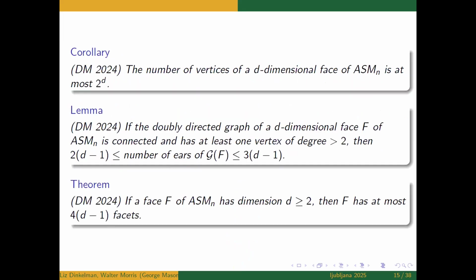Now, this next slide gives some combinatorial findings. Let's just look at the first and the third. The number of vertices of a D-dimensional face of ASM sub n is at most 2 to the D. And the third one: if a face F of ASM sub n has dimension D greater than or equal to 2, then F has at most 4 times (D minus 1) facets.